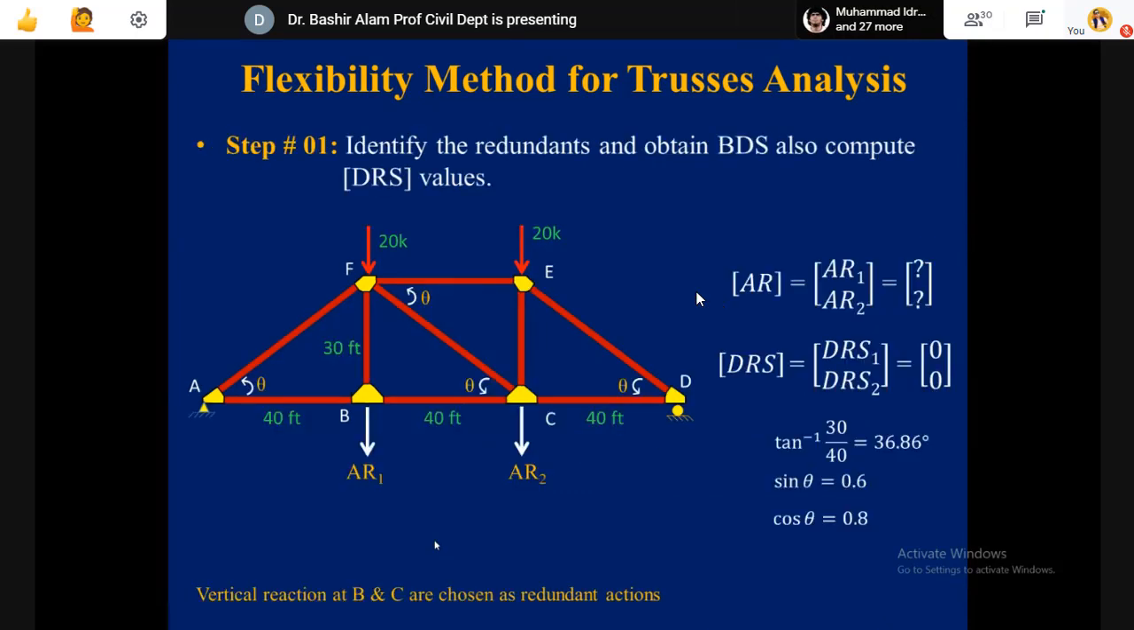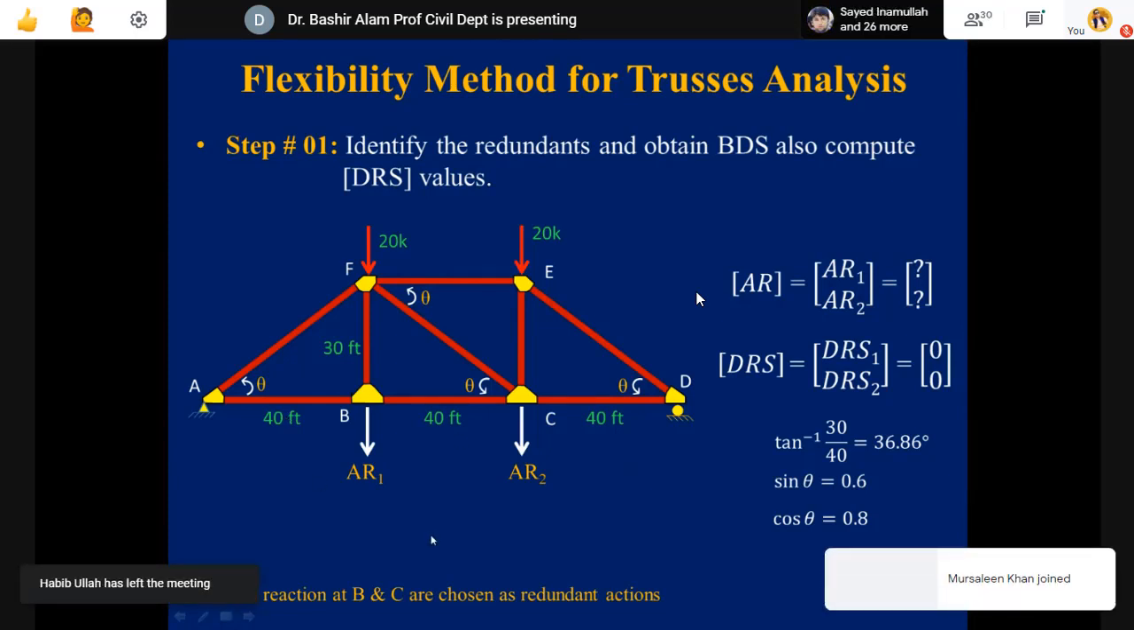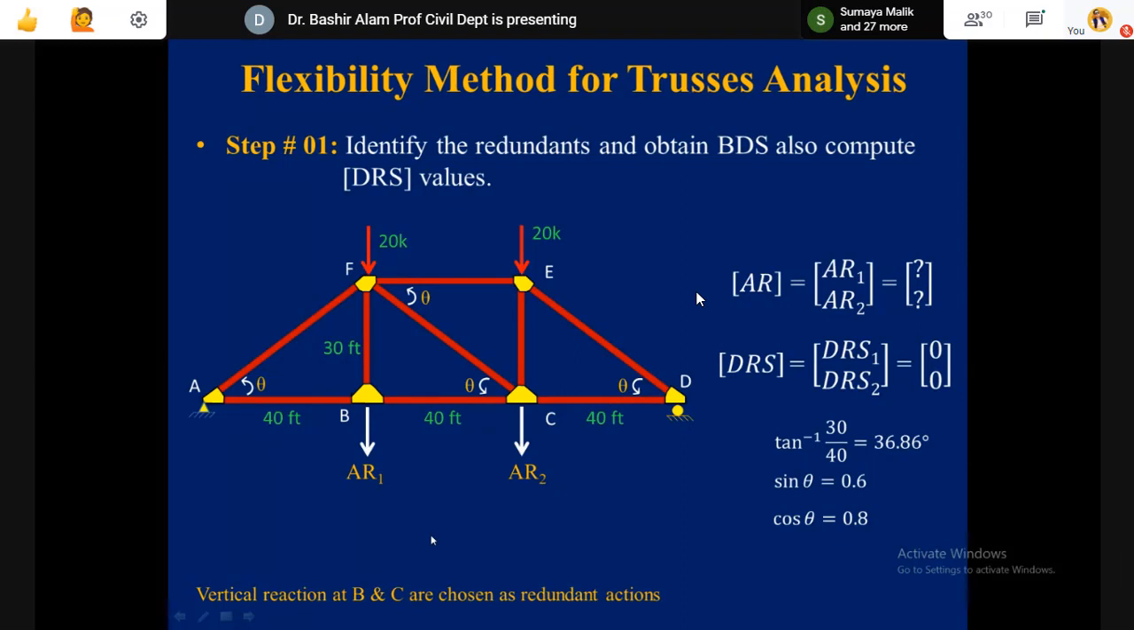Okay, so now we go there and look. Intentionally, I'm assuming AR1 and AR2 in the downward direction, let's say. These are my unknown support reactions. Here, maybe I'm looking stupid now. The 20 and 20 kips are acting in the downward direction and they are directly above B and C.